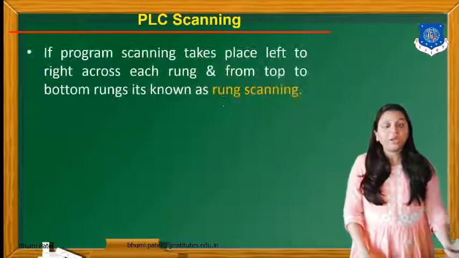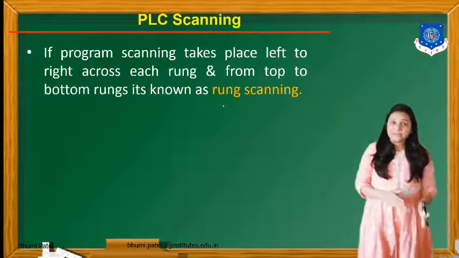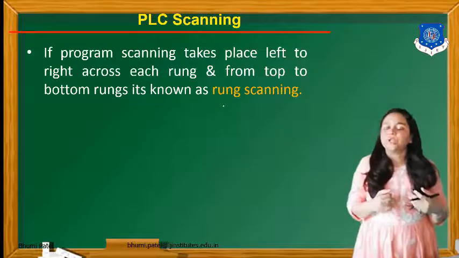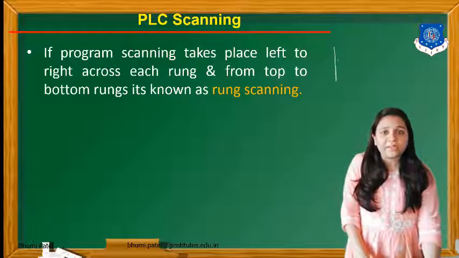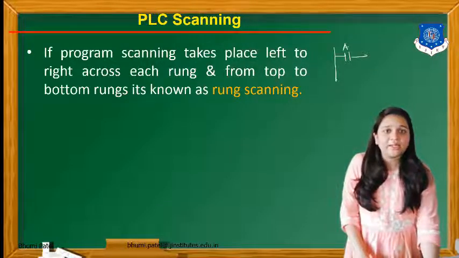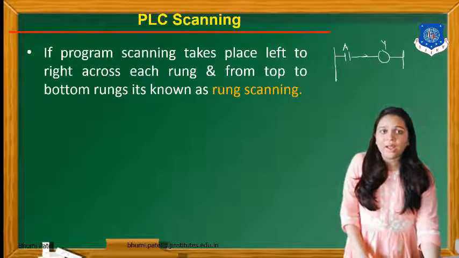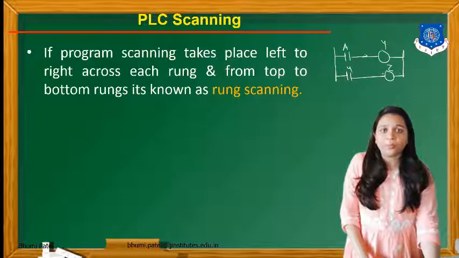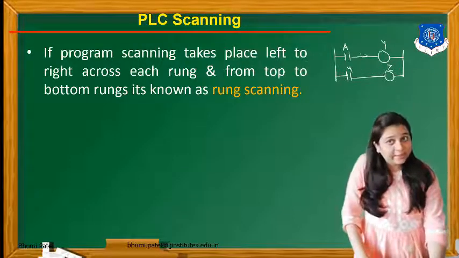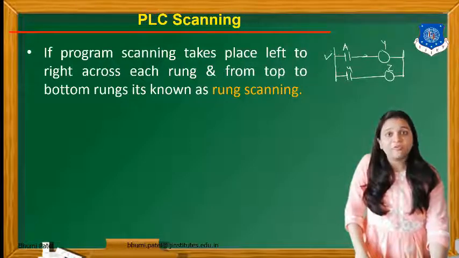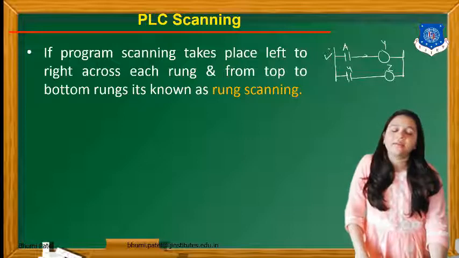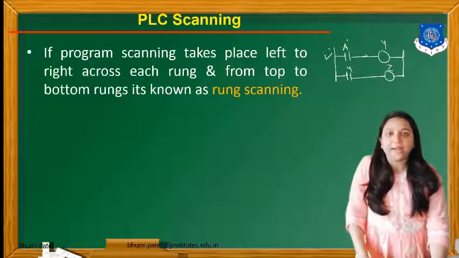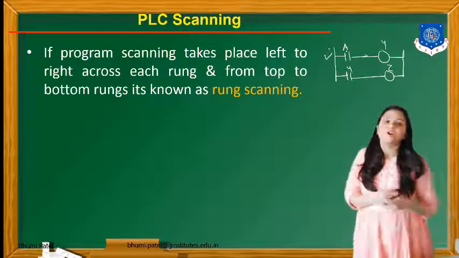Now program scanning that takes place from left to right across the rung and from top to bottom rung is known as rung scanning. If we draw the PLC program in this manner, suppose A is my input and Y is my output. Then Y becomes the second input and we get the Z output. So how is the PLC scanning processed? The first rung is scanned from left to right, and then the second rung is scanned from left to right. So rung scanning is from left to right and top to bottom. This is the process of rung scanning.